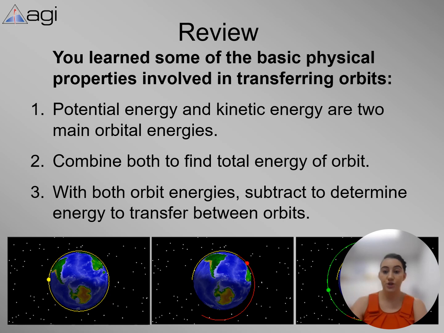Just to recap, you guys are going to get practice to plug and chug with these formulas. To review, you learned some of the basic physical properties involved in transferring orbits. We talked about potential energy and kinetic energy and how they're the two main energies of orbital bodies, and then combining both of those to find the total energy of the orbit. And then with both orbit energies, we subtract to determine the transfer between the two orbits to move a satellite from one position to another.